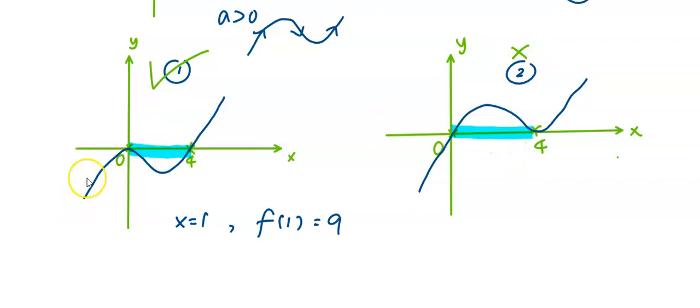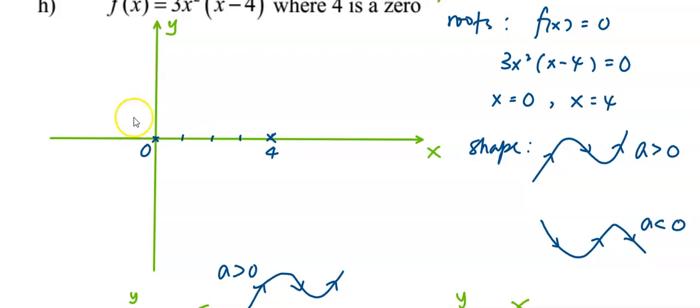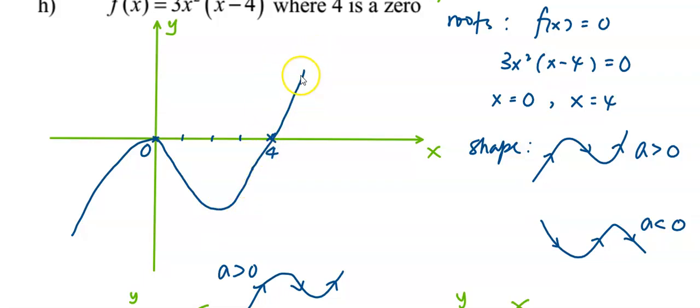All right, so we will sketch this graph on the axes that I already have here. We just sketch like this. The graph is going up, touching the 0, and goes down, and goes up and cuts through x equals 4. Okay, and it goes up.